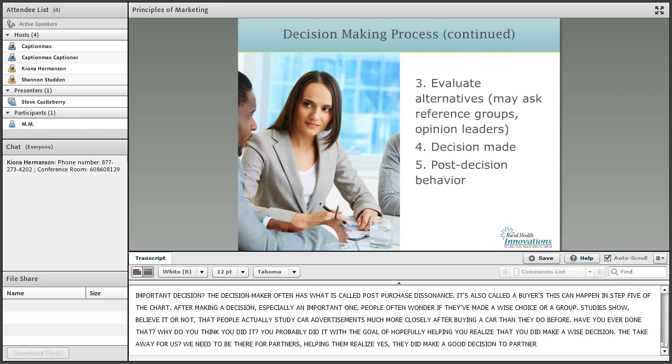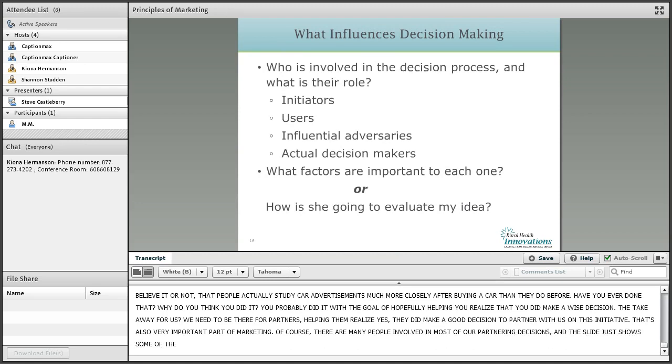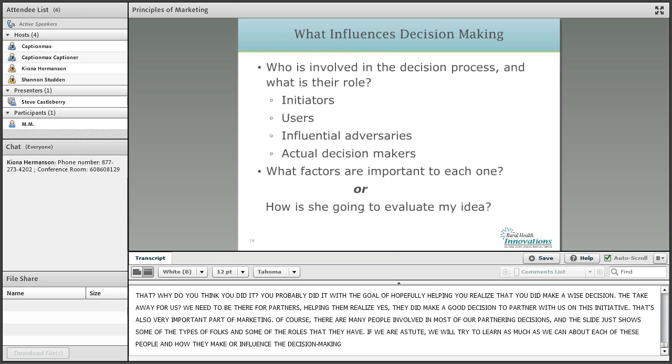Congratulations. What happens right after making an important decision is that the decision maker often has what is called post-purchase dissonance. It's also called buyer's remorse. This can happen in step 5 of the chart. After making a decision, especially an important one, people often wonder if they've made a wise choice or a goof.